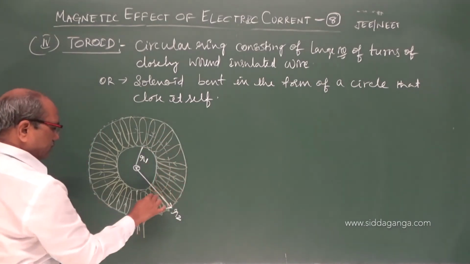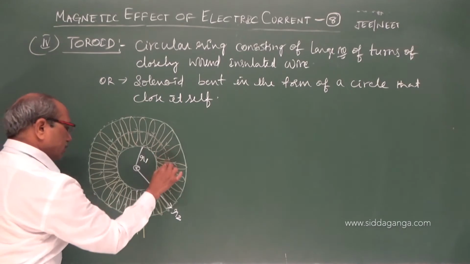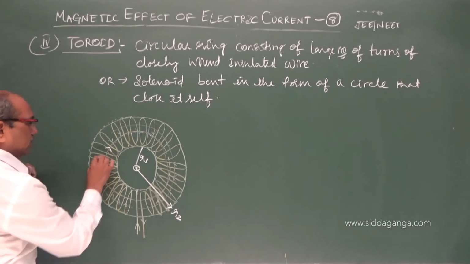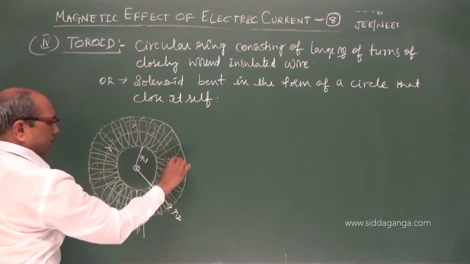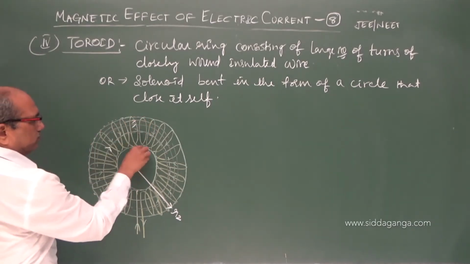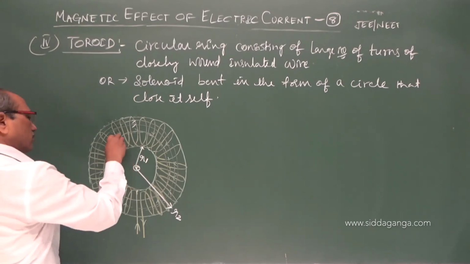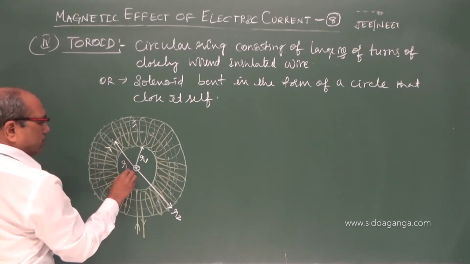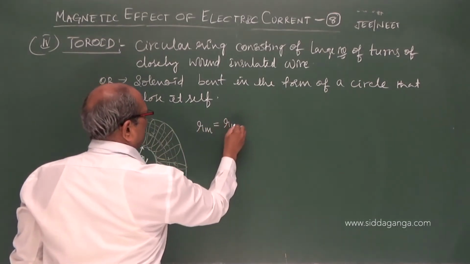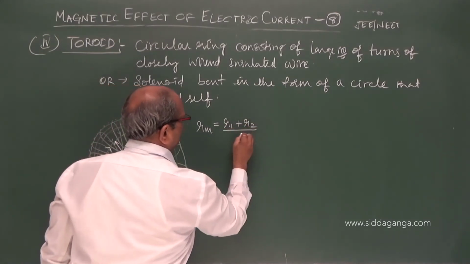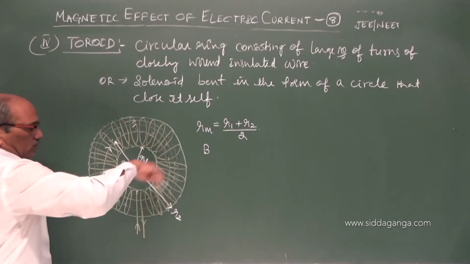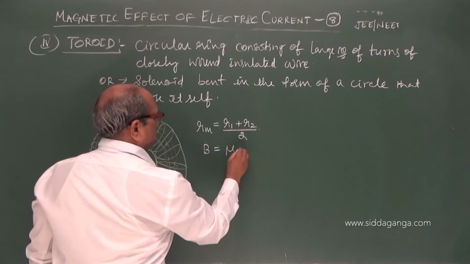The field appears to be along the axis of the toroid. These are the field lines, following like this. This is the path along which the magnetic field line exists. The mean radius is Rm, equal to (R1 plus R2) by 2. Here also, the magnetic field along the axis of this toroid is given by mu naught N i.